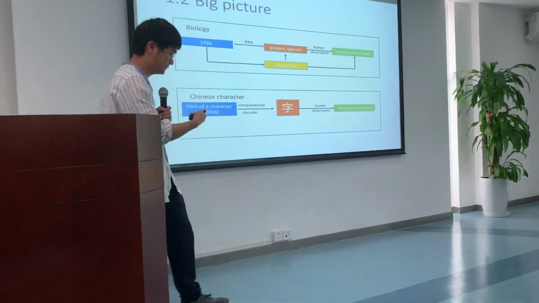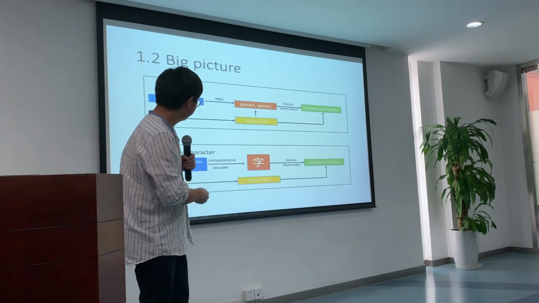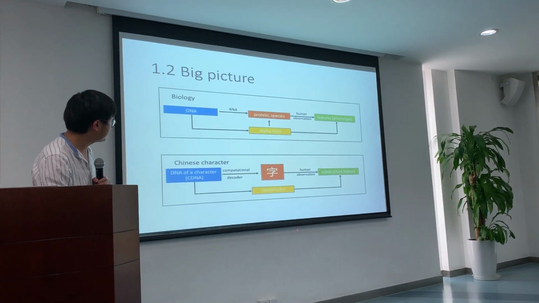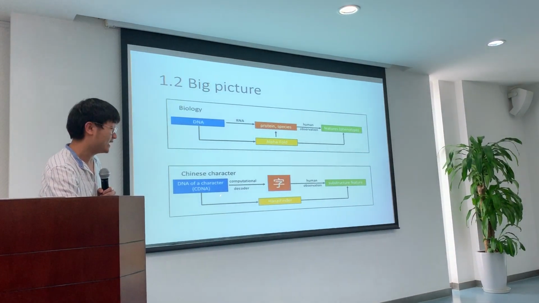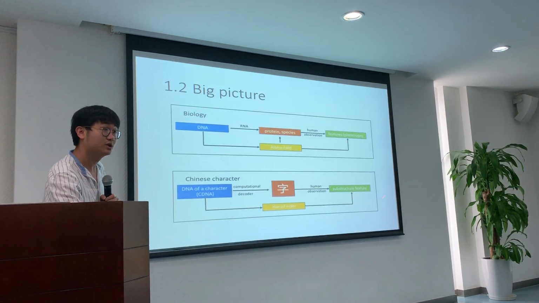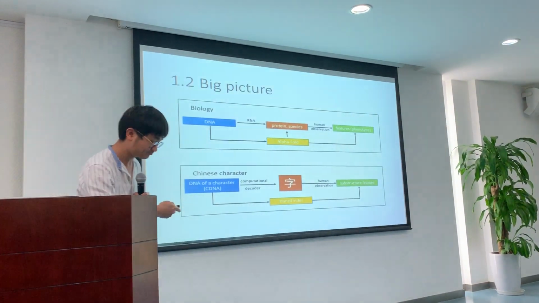Okay, this is the big picture. The tool we built uses these character DNAs and directly builds a shortcut to the substructure features. Okay.